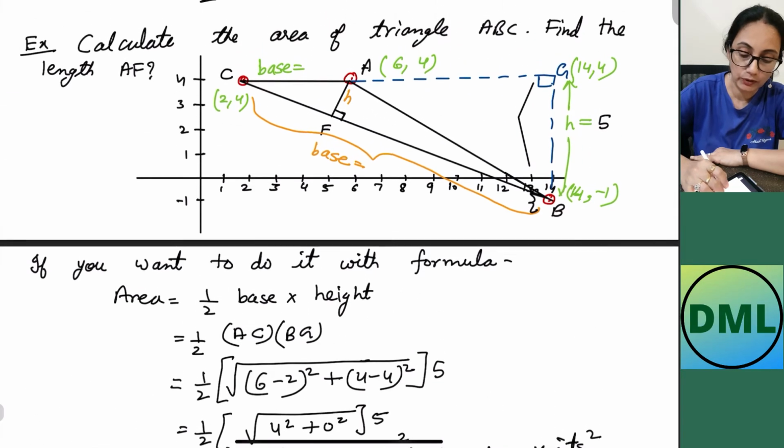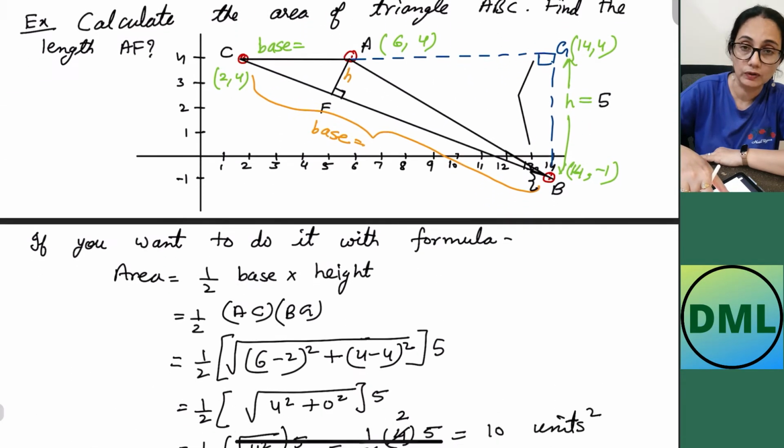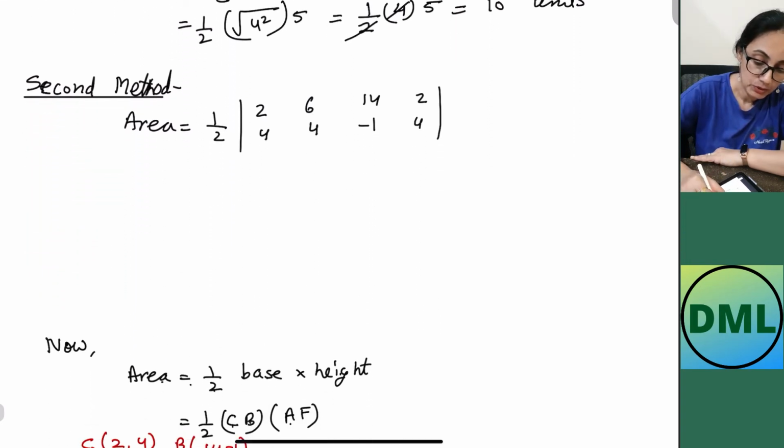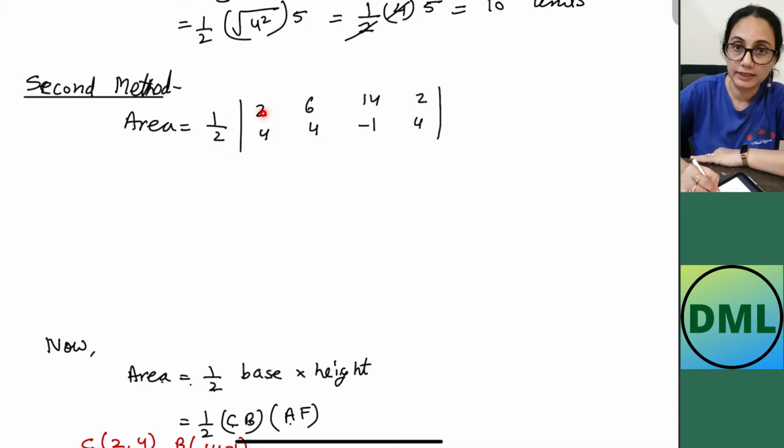Because we have the coordinates given to us, we will solve it with the second method also. Let's see the second method. So the area of the triangle is given by half. First coordinate I considered as 2, 4. Then 6, 4, then 14, minus 1, and then I repeated my first coordinate 2, 4 again.